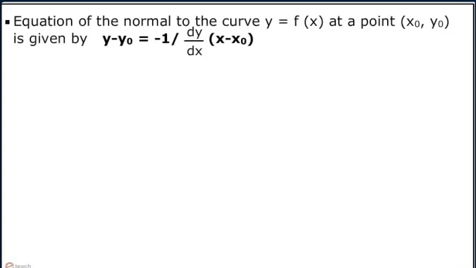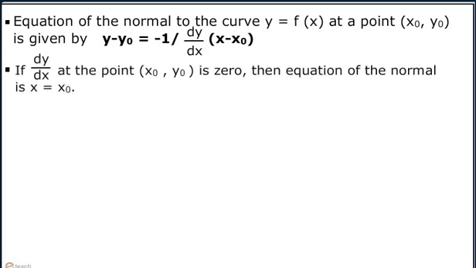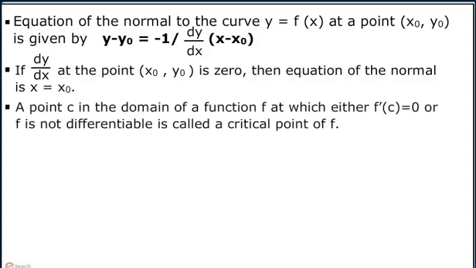Equation of the normal to the curve y = f(x) at a point (x0, y0) is given by y - y0 = (-1/(dy/dx))(x - x0). If dy/dx at the point (x0, y0) is 0, then the equation of the normal is x = x0. A point c in the domain of a function f at which either f'(c) = 0 or f is not differentiable is called a critical point of f.